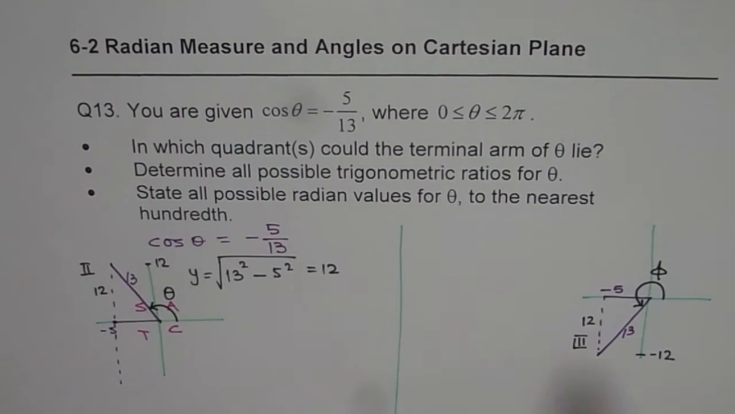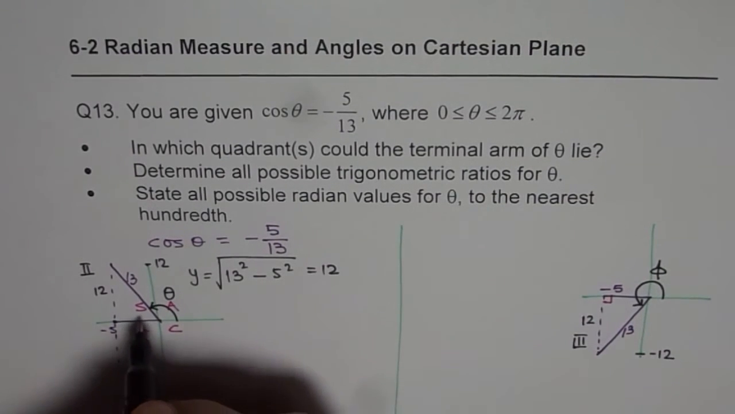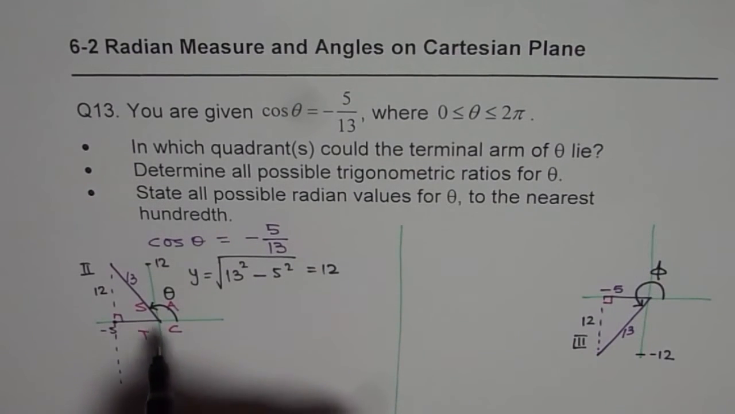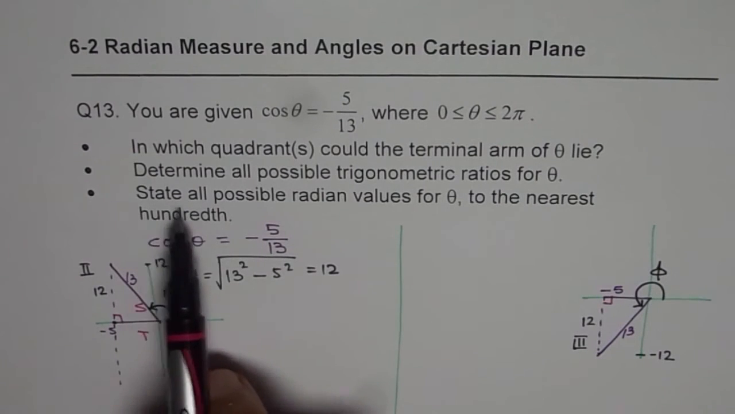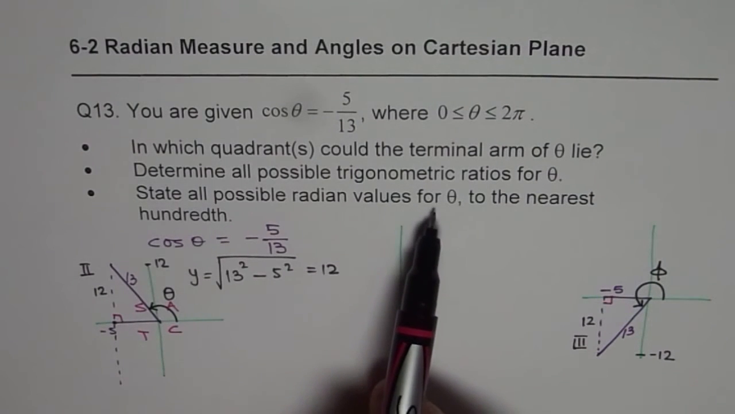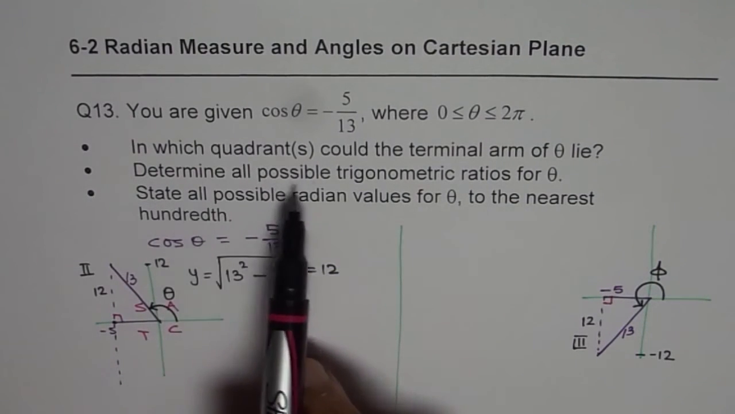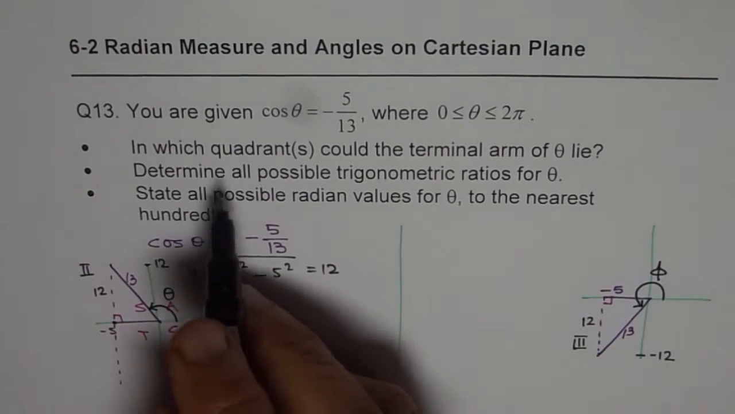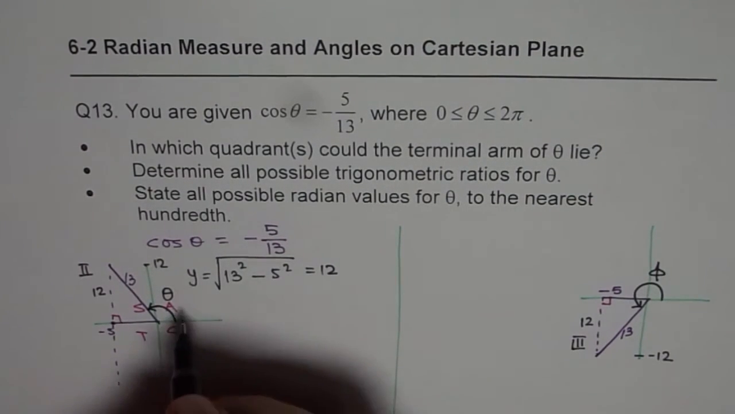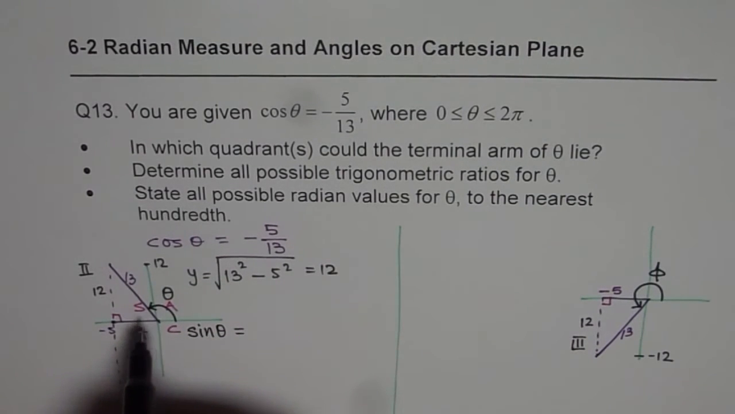Right? Now we have a right triangle, so we can solve both of them side by side. We have a right triangle in which we know all the three sides. It says state all possible radian values of theta to the nearest hundredth. That's the last part. Before that, we need to determine all possible trigonometric ratios for theta. So let's write down all possible trigonometric ratios. When we say all possible trigonometric ratios, we mean what? We mean sine theta. So sine theta is for this opposite side.